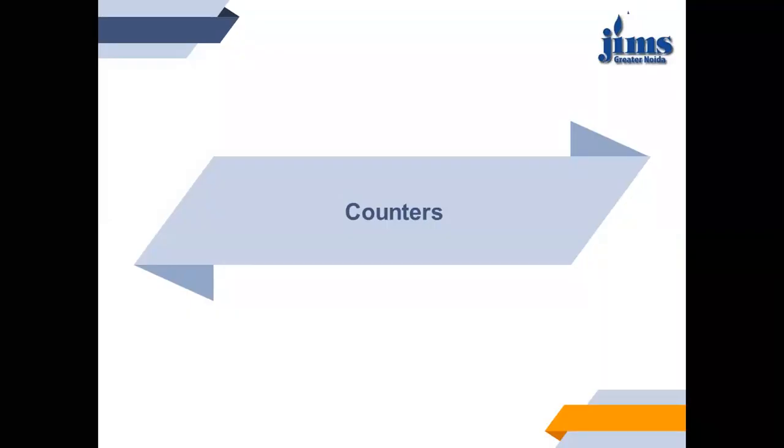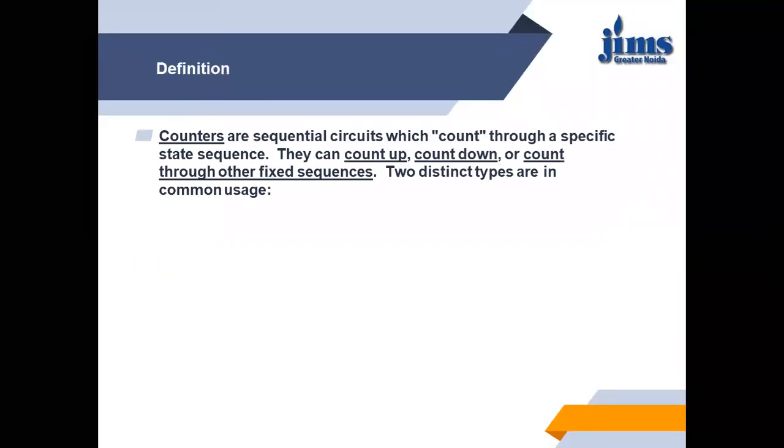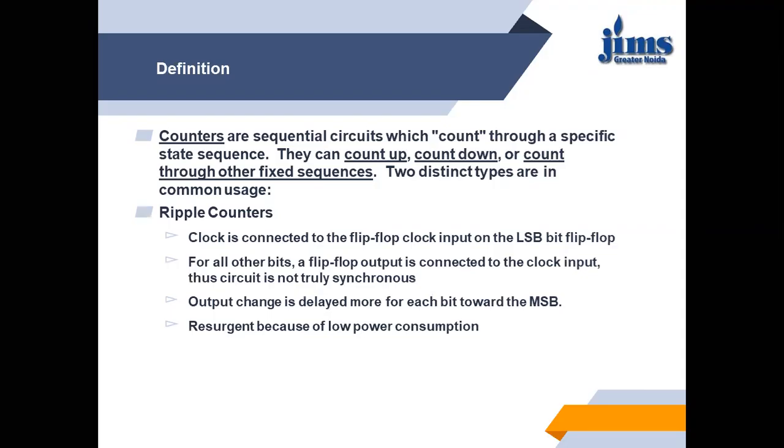And when it comes to the definition, counters are sequential circuits which count through a specific state sequence. They can count up like 0, 1, 2, 3, 4, count down, or count through other fixed sequences. There are two different types of counters which we are going to discuss today. The first one is the ripple counter, or asynchronous counter.